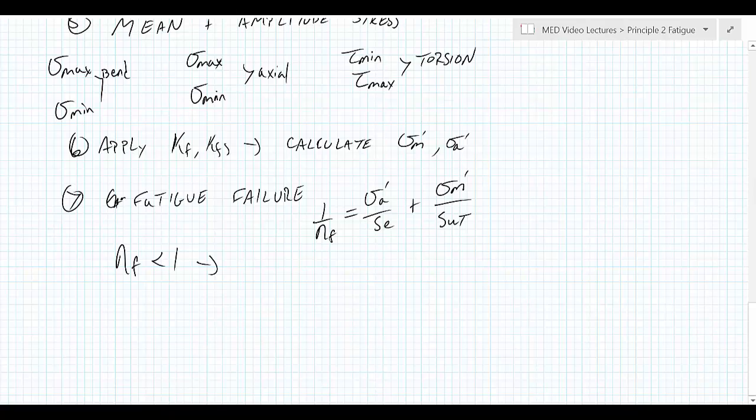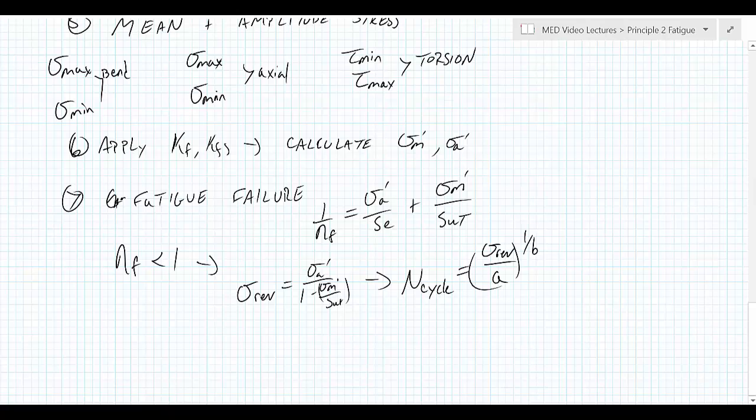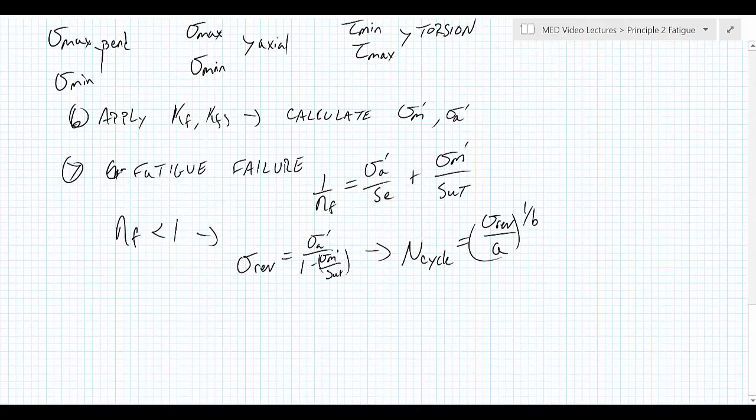We can figure out an equivalent fully reversed stress based on sigma A over 1 minus sigma M over SUT, and use that to figure out how many cycles something will last. We looked at this equation before, but you have, of course, the fully reversed stress over A, all to the 1 over b. And the values for a and b are calculated the exact same way as they were before.